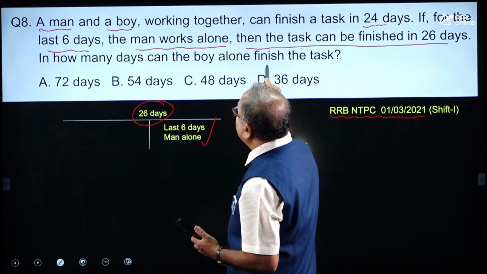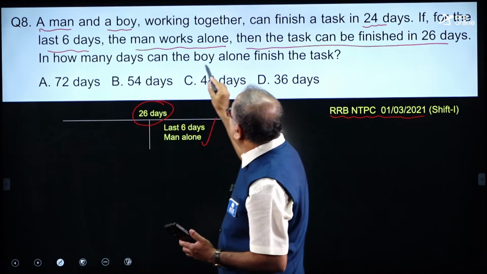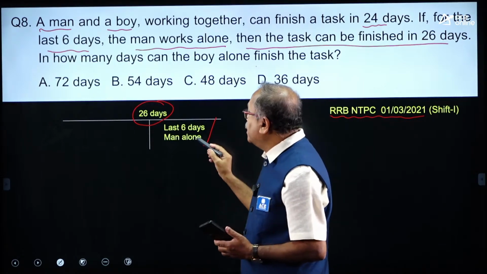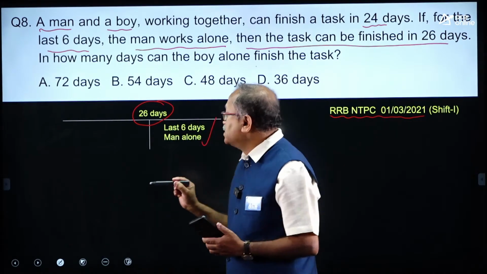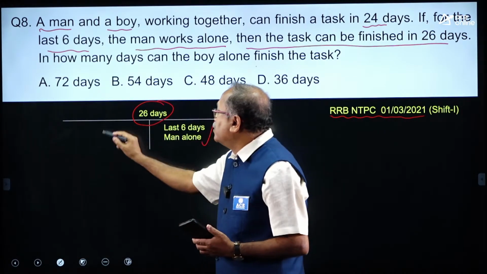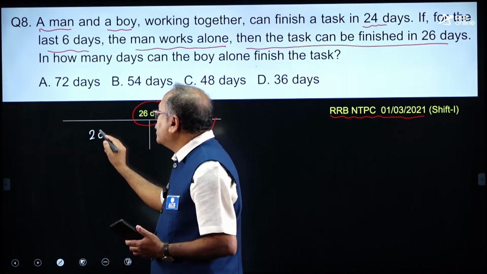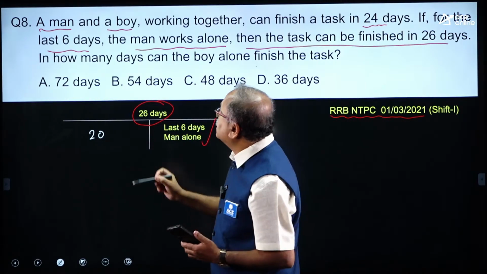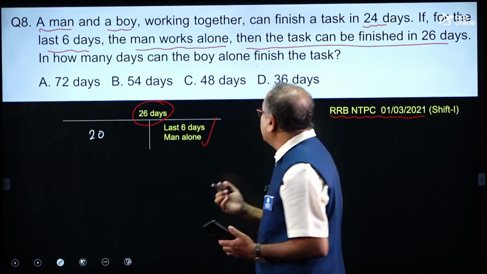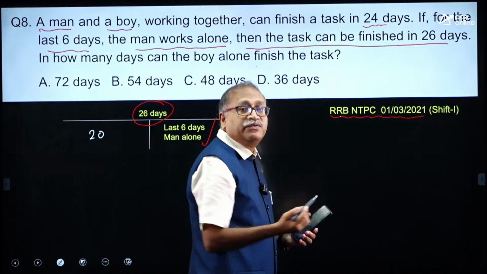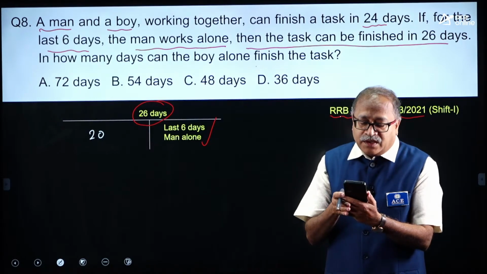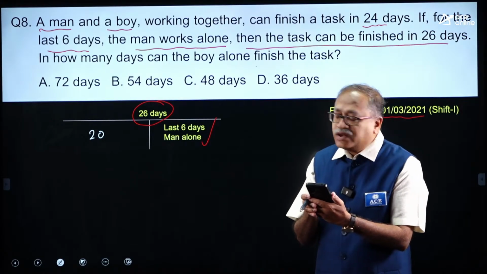Now, here the question is in how many days can the boy alone finish the work? Think of it, the total work is completed in 26 days. For the last 6 days only the man was working. That means the man and boy together have worked for how many days? 20 days. The question asked is in how many days the boy alone can finish the task? And I didn't prepare my question, it is a previous year question. Come on, I will just wait for 10-15 seconds, and I am sure some of you will definitely be able to answer the question.